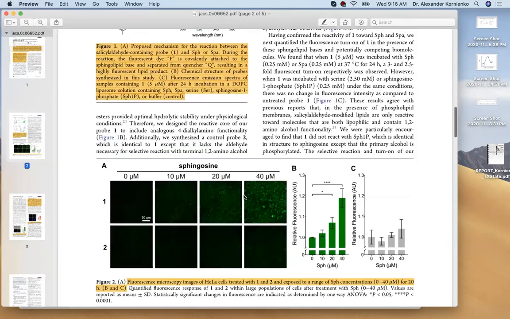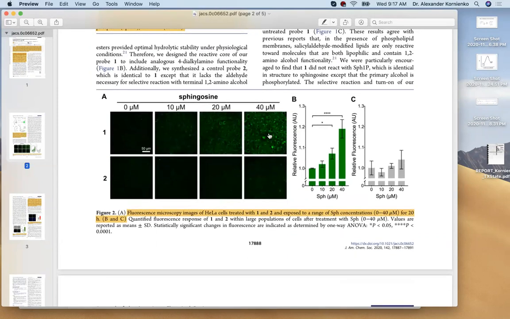All right, now this is in cells. So basically cells have been incubated with sphingosine. This is done in HeLa cells, which are cervical cancer cells, the first cancer cell line derived for biomedical research. And you can see here, these are cells which undergo fluorescence. The more sphingosine you incubate the cells with, the higher the fluorescent response. With 40 micromolar of sphingosine, we can see a very nice fluorescent response. And with the control, probe two, there is no fluorescent response, just as we expected.